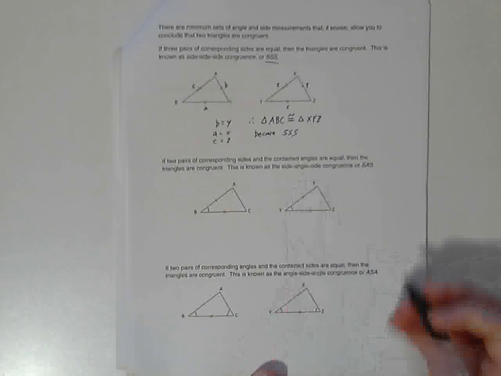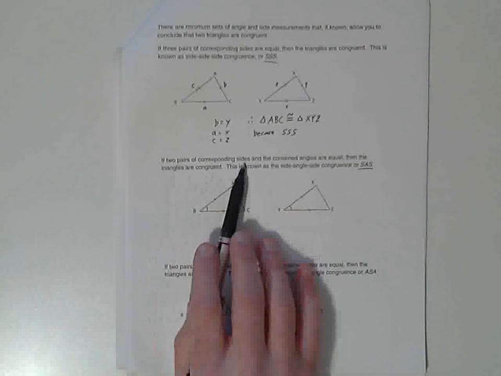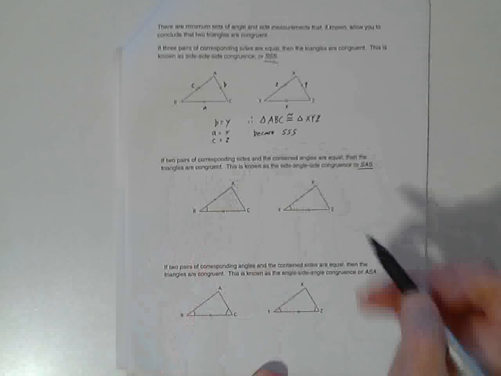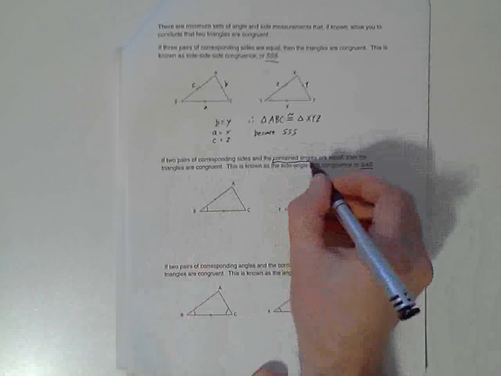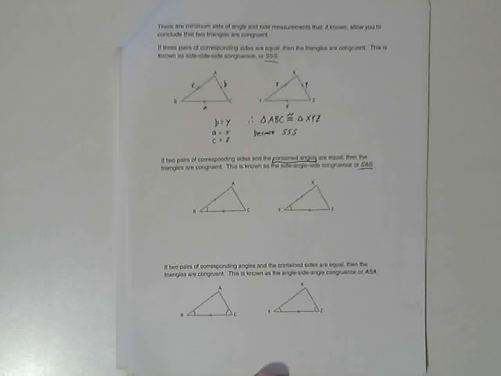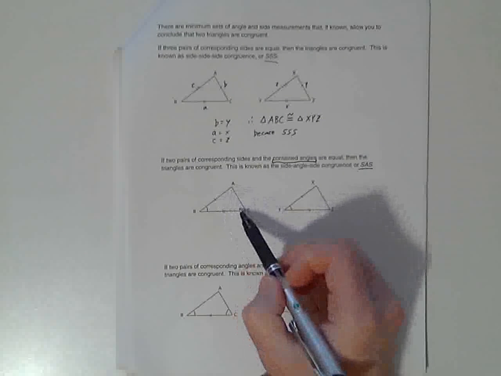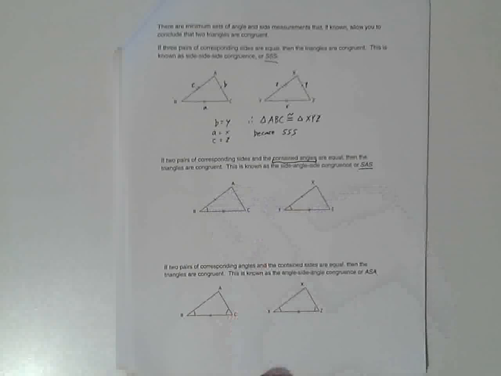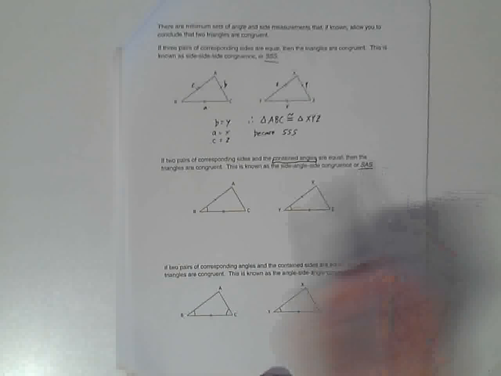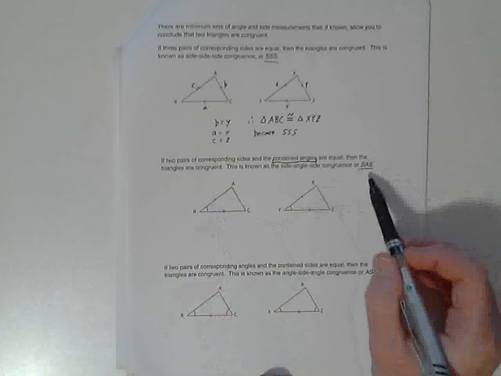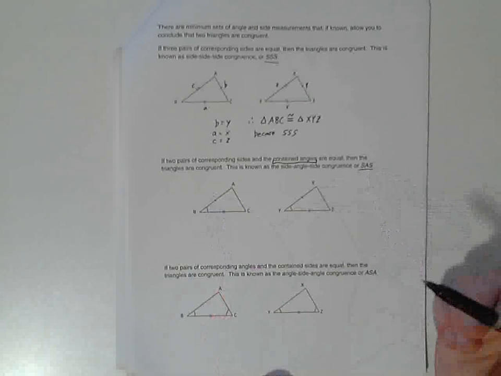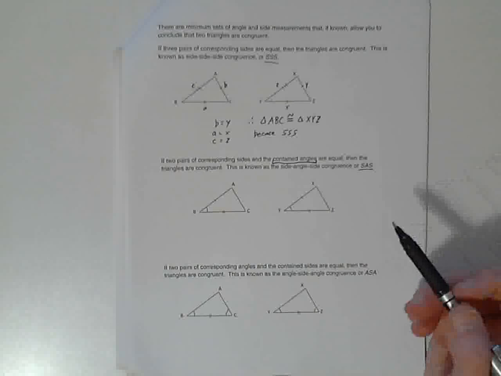Okay, let's try number 2. Number 2 is SAS. If 2 pairs of corresponding sides and the contained, this is really important, the contained angles. Contained means that it has to be the angles between the sides. So our sides are here and here. It can't be this angle or this angle. Has to be that one. That's why it's in order. S side, angle side. The order actually matters. So this is SAS, not SSA or ASS.